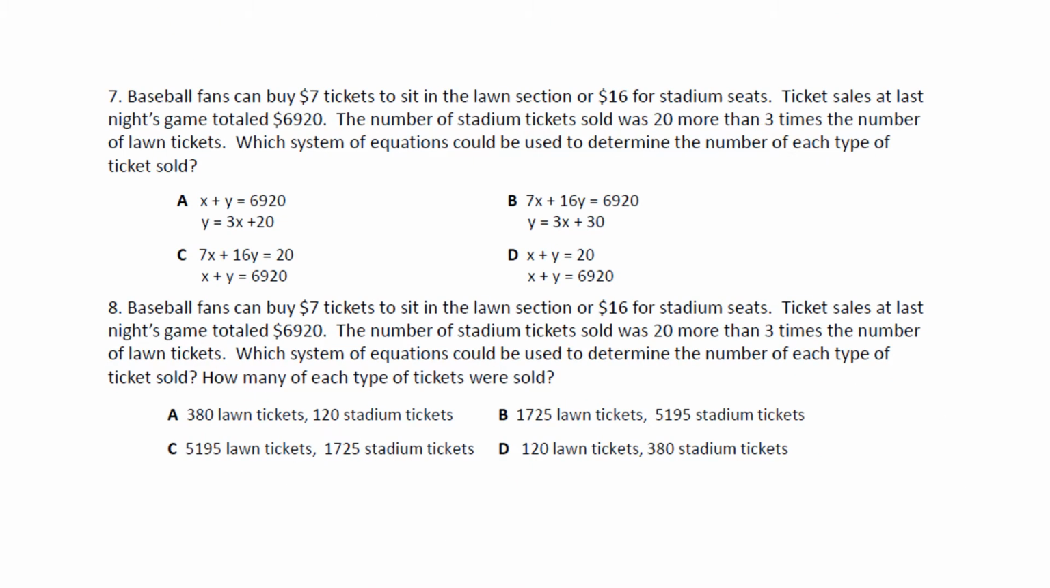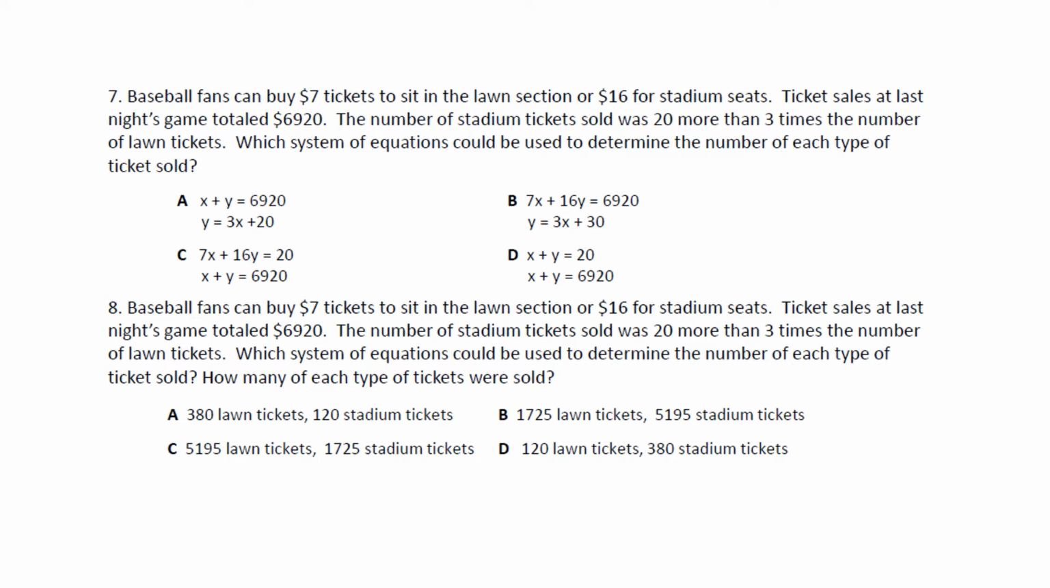Number 7, baseball fans can buy $7 tickets to sit in the lawn section or $16 for stadium seats. Ticket sales at last night's game totaled $6,920. The number of stadium tickets sold was 20 more than 3 times the number of lawn tickets. So which system would you use to determine how many tickets of each type are going to be sold?